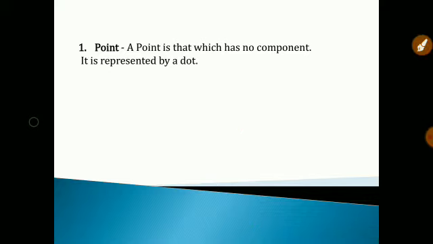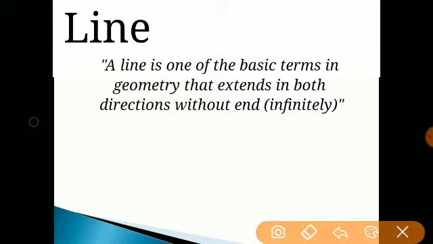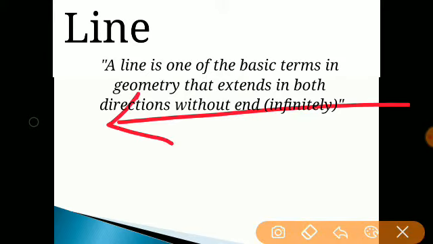Now the second one is a line. A line is one of the basic terms in geometry that extends in both directions without end. We can represent it like this. A line has no endpoint. It will be extended infinitely.